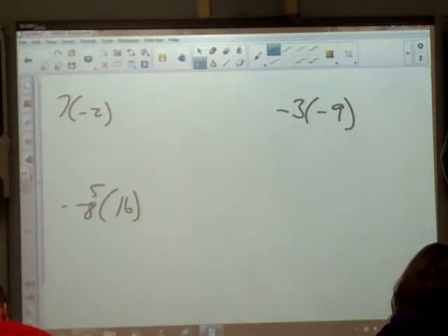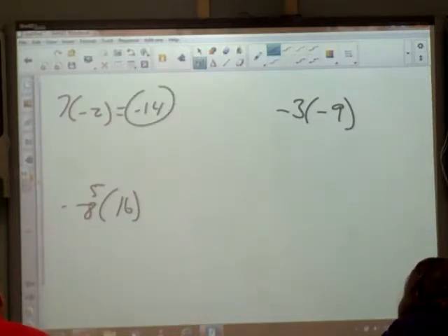So on that first one there, 7 times negative 2, is my answer going to be a positive or a negative? Negative. So that's easy schmeasy. 7 times negative 2 gets me negative 14. On number 2, should my answer be a positive or a negative? Positive. Very good. So that will be a positive 27.